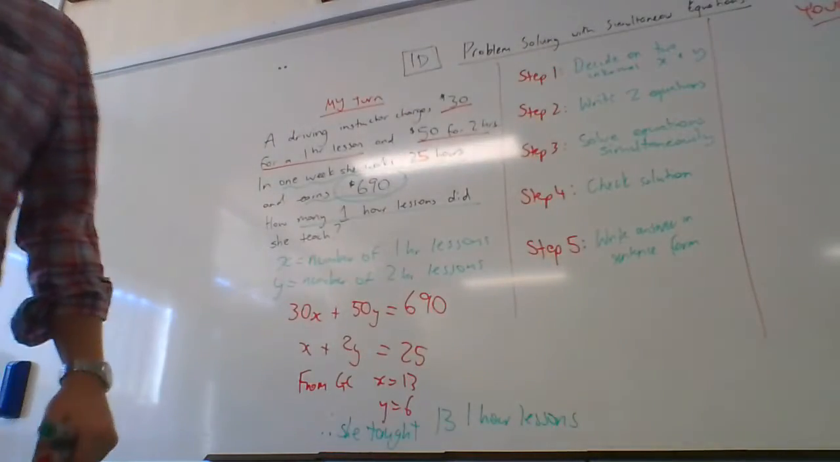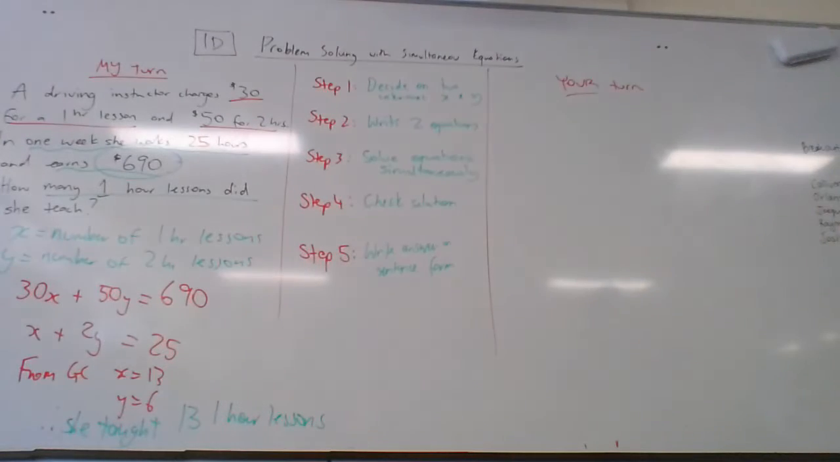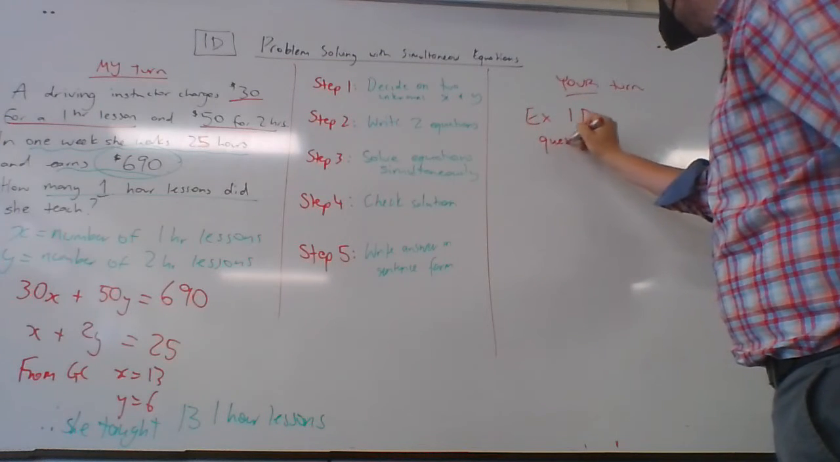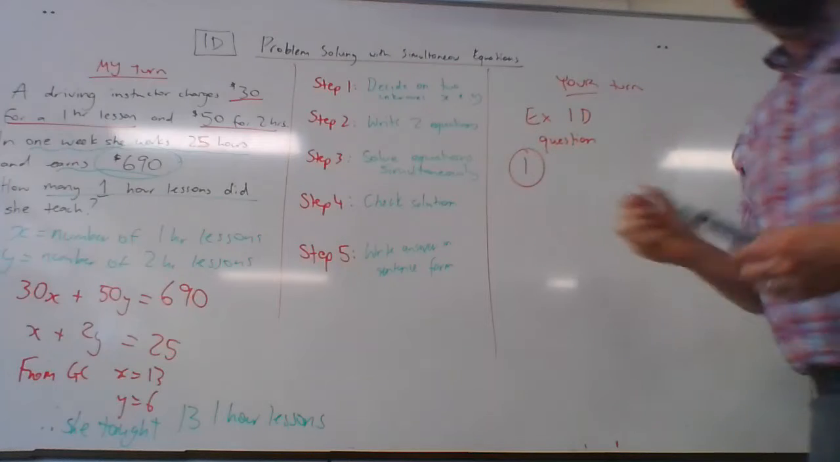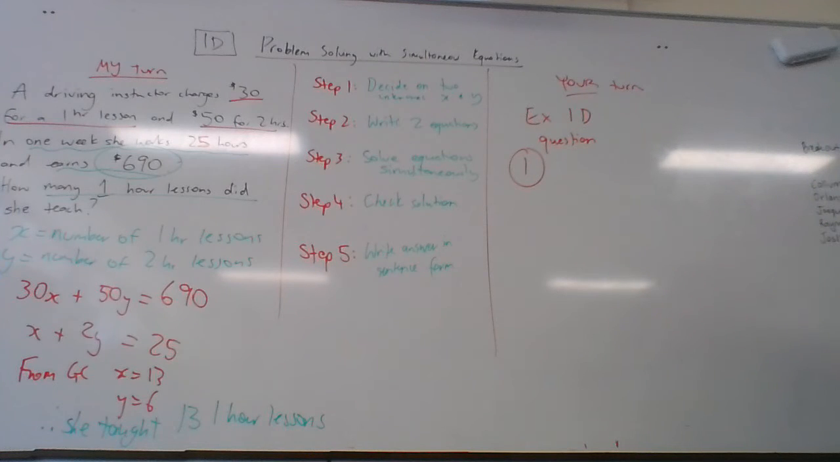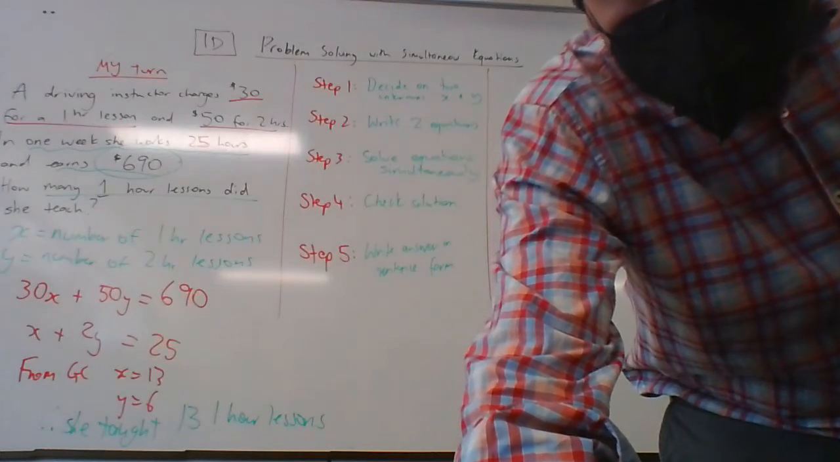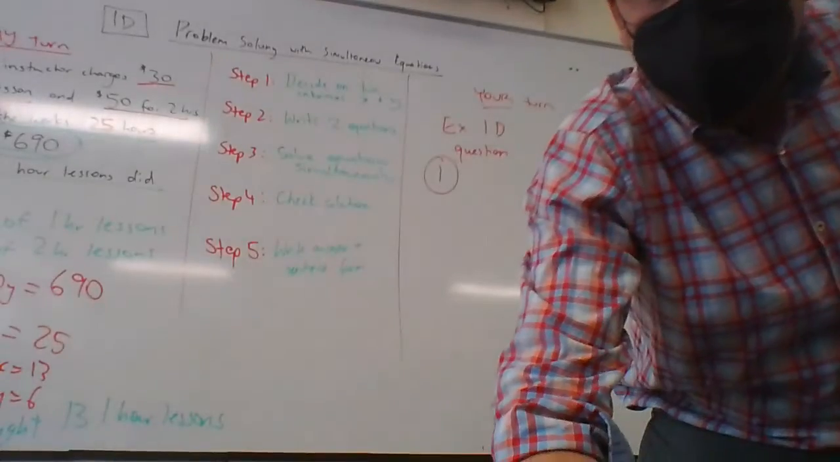Now, let's have a go at your turn. For your turn, I'd like you to do question number 1, Exercise 1D, question 1. Just to start, the whole lesson isn't going to be silence, but I want for this question just to be silent, independent work. All right? I'm going to pause it on the screen here. So if you're watching along here, I'm going to pause it. I want you to give that question a go. 1D, question 1.